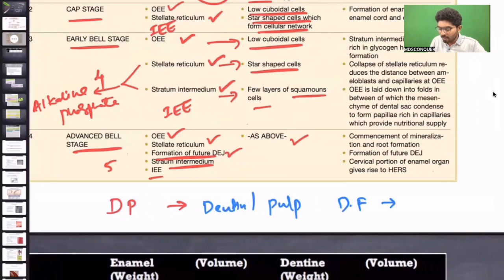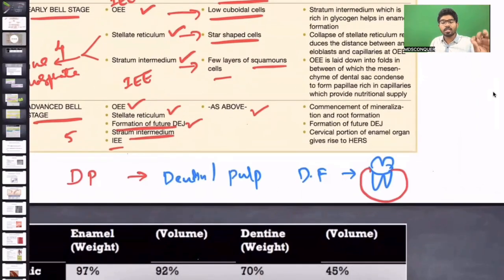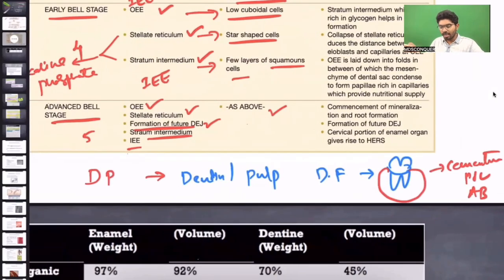Dental follicle means, for example, you consider this as a tooth. Follicle is something which is surrounding the tooth. So dental follicle gives rise to all the structures surrounding the tooth. What are the structures surrounding the tooth? Yes, right. Very good. Cementum, PDL, alveolar bone. So dental follicle gives rise to the structures surrounding the tooth, that is your cementum, PDL, and alveolar bone.